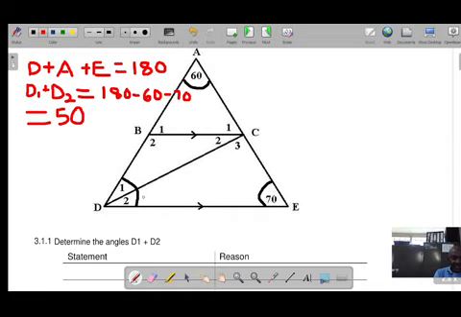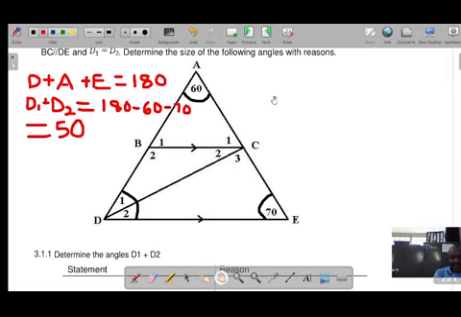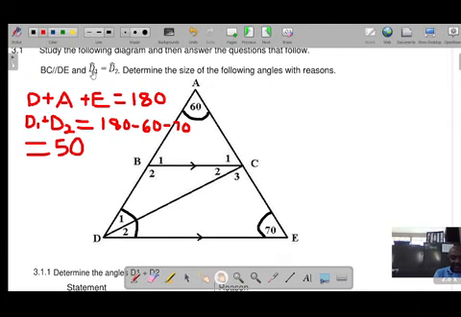But here they said something. They said that D1 equals D2. I don't know if you've noticed that. So if D1 plus D2 is 50, what is 50 divided by 2? It's going to be 25, which means D1 is 25. What about D2? Also 25. So I'm going to put 25 here, also 25 here. Yes, I'm done here, guys.